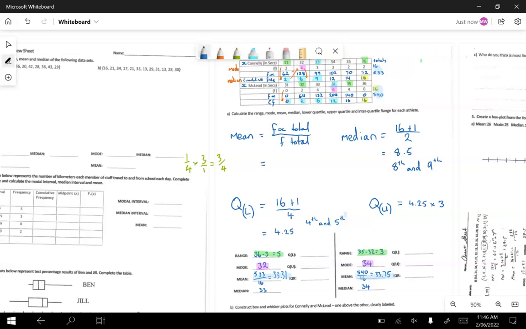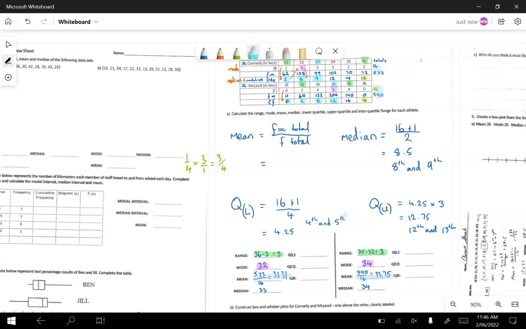So obviously what I'll get when I dial that one out is 12.75. So now I'm looking for the 12th and 13th score. How does everyone feel about that? Everyone happy with that? All right, let's go and find them.